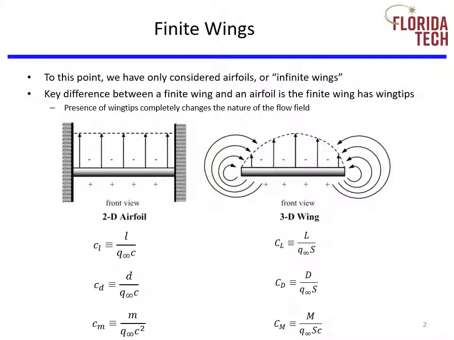Notation-wise, 2D airfoils use lowercase letters and subscripts. 3D finite wings will use uppercase letters and subscripts.